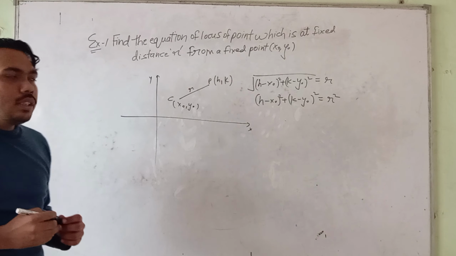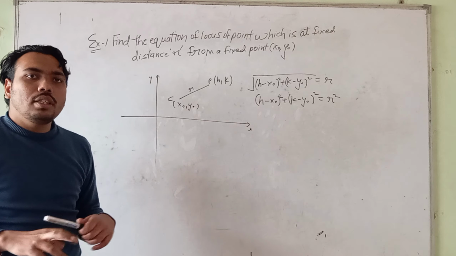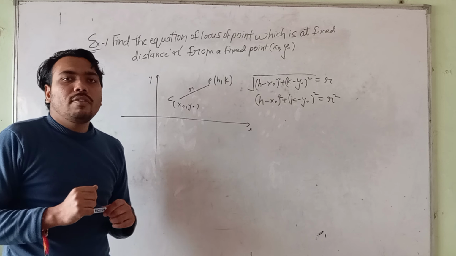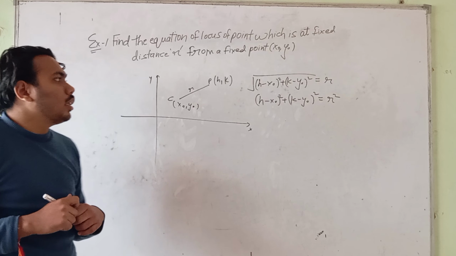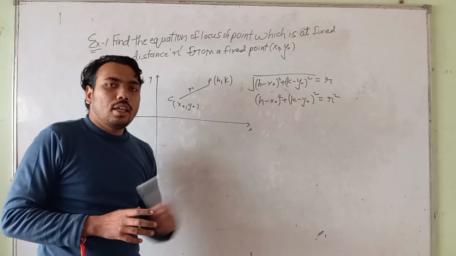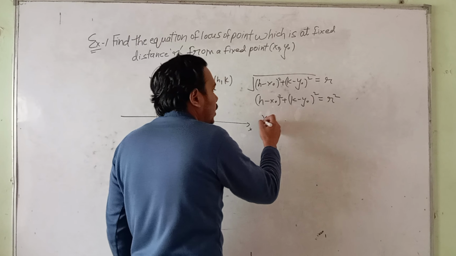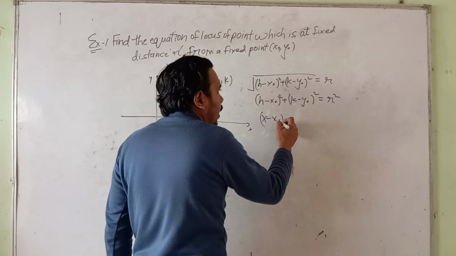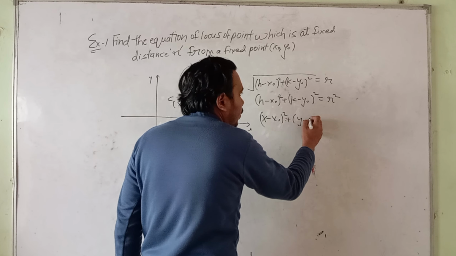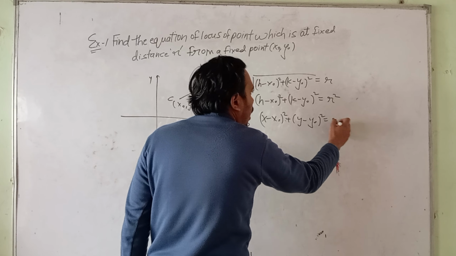We are not using step number 3 because there are no variables involved in this question. In another question, there will be variables and we will use step number 3. Now use step number 4 which says replace h by x and k by y. Then the equation of locus becomes (x minus x0) whole squared plus (y minus y0) whole squared equals r squared.